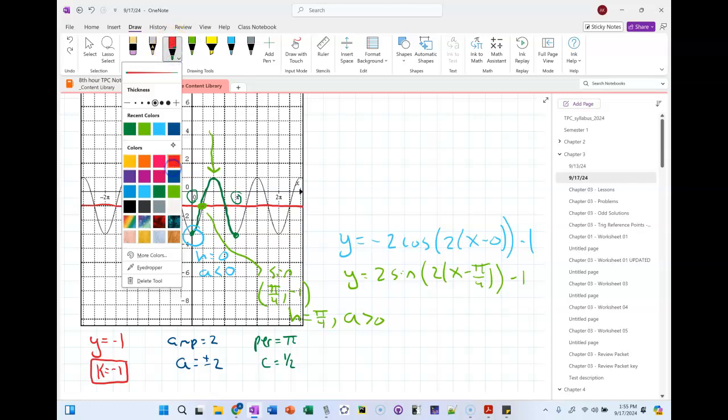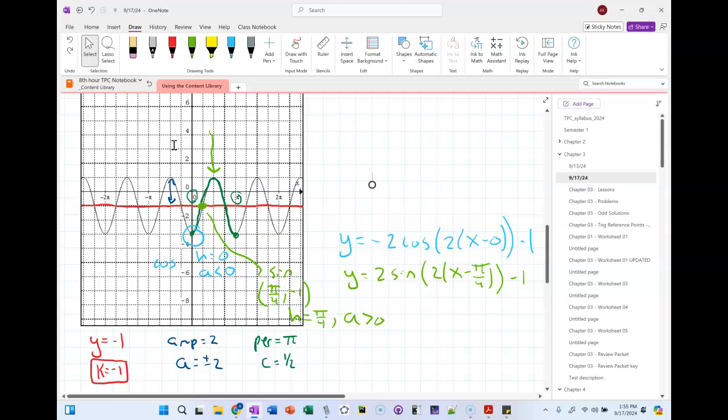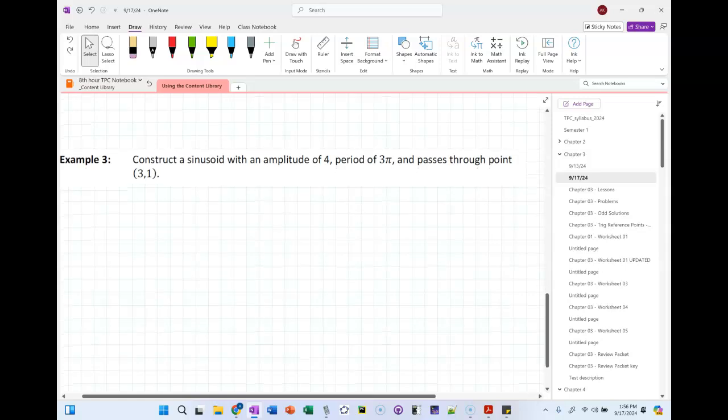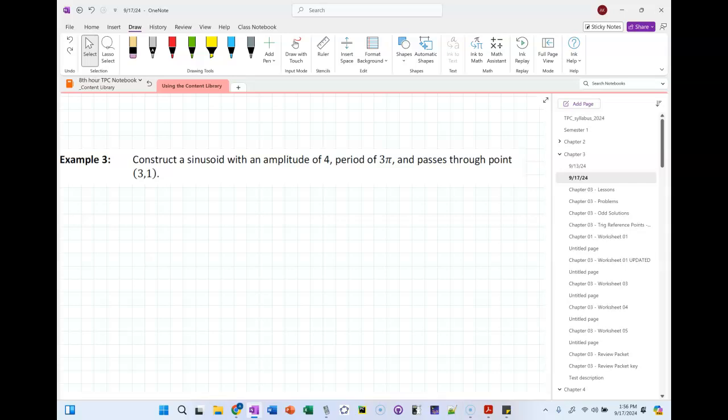All right. One more idea that we're going to talk about today. And again, we would have done this when you did your delta maths, is going from a description to an equation, just words. But we're going to make that a little bit more difficult because not only are we going to give you some attributes, we're going to give you a point that the function must pass through. So our first example, we're going to do 2 examples of this. It says construct a sinusoid with an amplitude of 4, a period of 3 pi, and passes through the point 3, 1. So sinusoid means we can write either a sine or cosine equation. You have your choice. You don't have to do both. One or the other is fine.